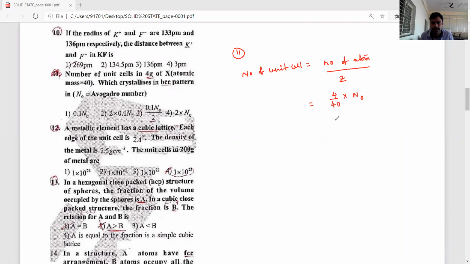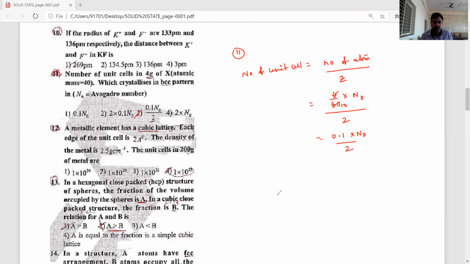The Avogadro number symbol, N naught, is given here. For BCC, Z is equal to 2, so 4 by 10. 4 by 10 is nothing but 0.1, into N naught by 2. So the correct answer is the third option. The correct answer is the third one.